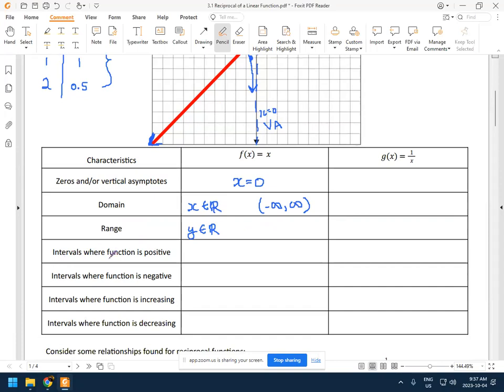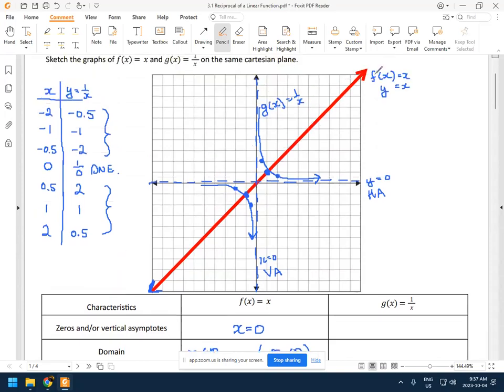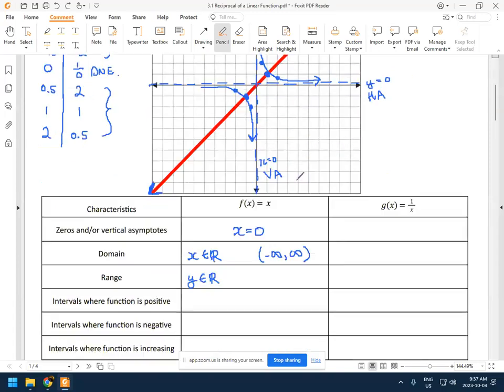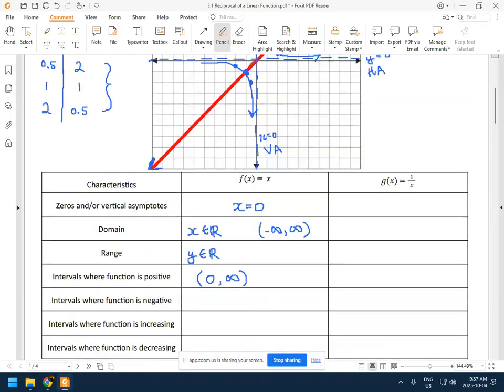What is the interval when the function is positive? So when it's above the x-axis. For the red line, it's right here. So it is positive when x is greater than 0. So an interval would be 0 to infinity. What is the interval when the function is negative? That's all down here. So the function is negative when it is to the left of 0.